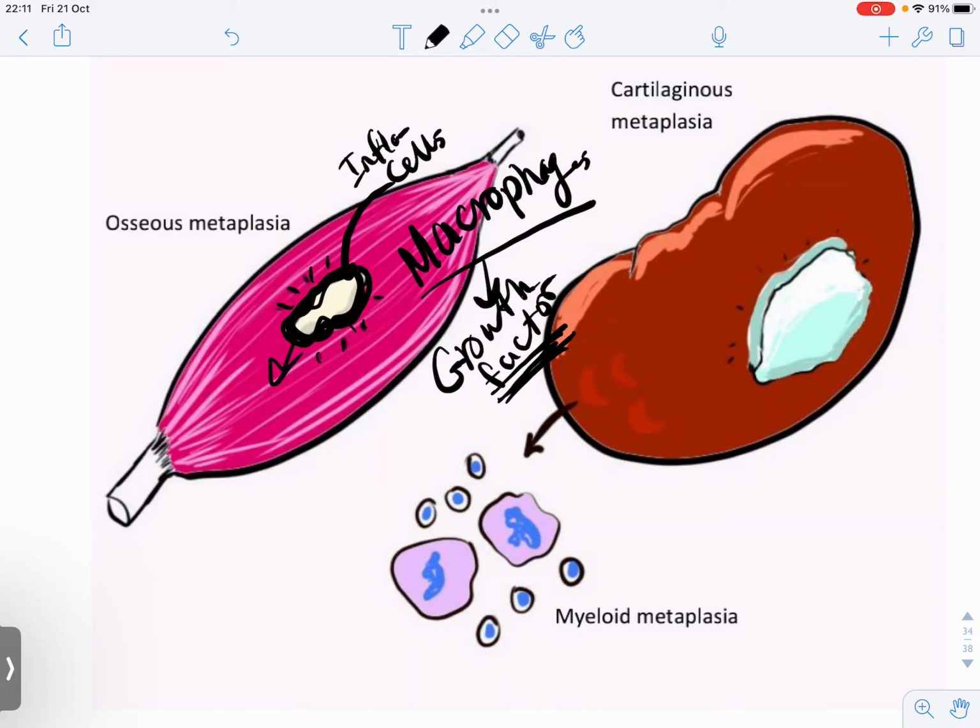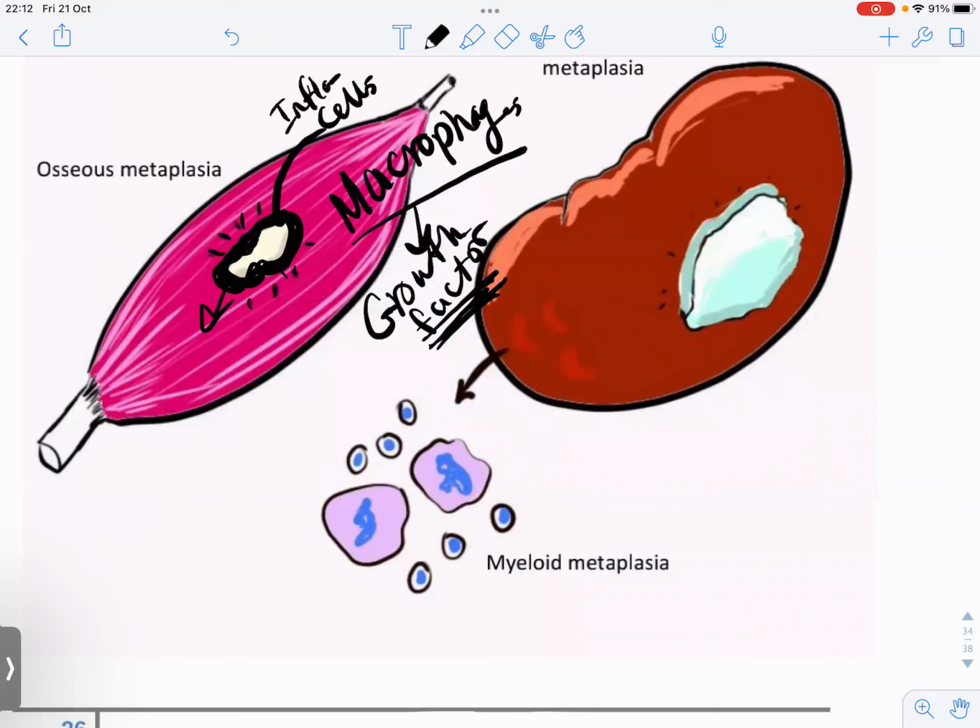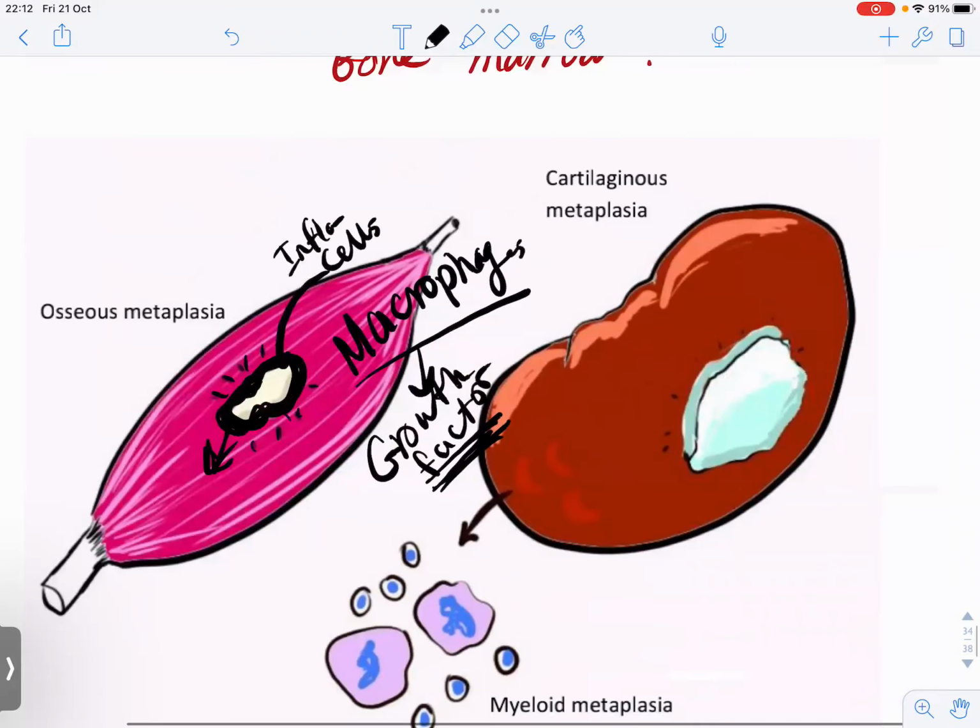The only solution is to intervene surgically and get rid of this bony formation. So that's why it's irreversible. That's why mesenchymal or connective tissue metaplasia is irreversible, because here we cannot transform the bony tissue again into muscular tissue. It's impossible. So it's called myositis ossificans in muscle.